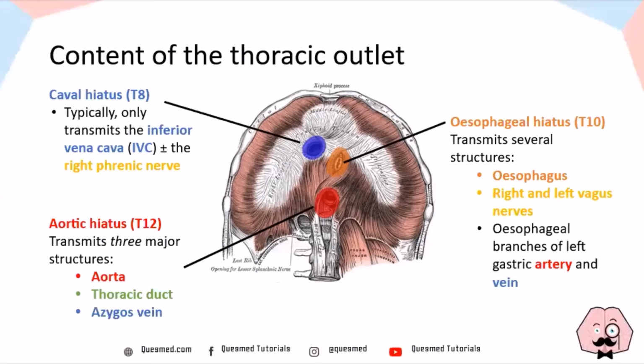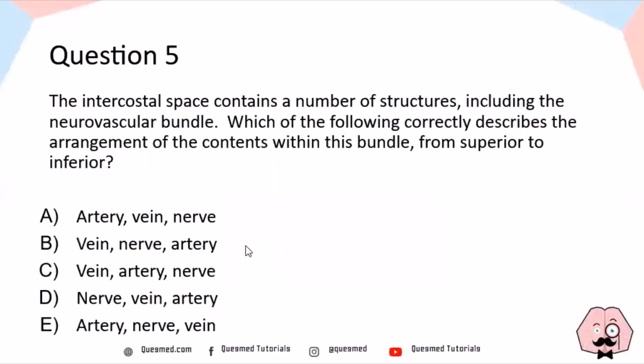The next one is the esophageal hiatus, which passes at T10, and it transmits the esophagus, both vagal nerves, and then branches of the left gastric artery and vein. A good way to remember this is if you spell esophagus in the British way, it's got 10 letters, which matches with T10. And then the third hiatus is the aortic hiatus, which passes at T12. It's also the most posterior hiatus. It transmits the aorta, thoracic duct, and azygos vein. Again, if you look at the number of letters in aortic hiatus, it contains 12, which matches with T12. This is question 5.